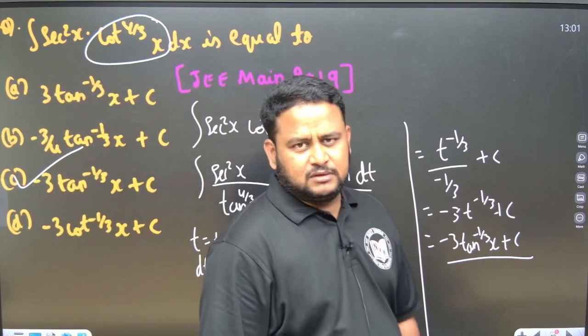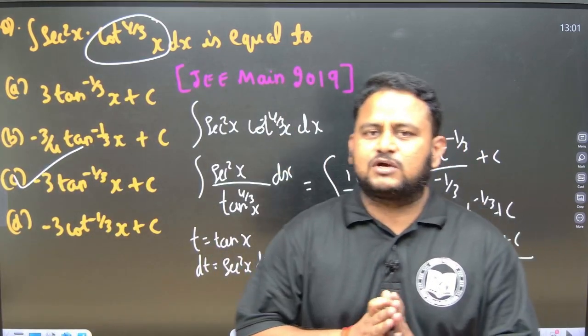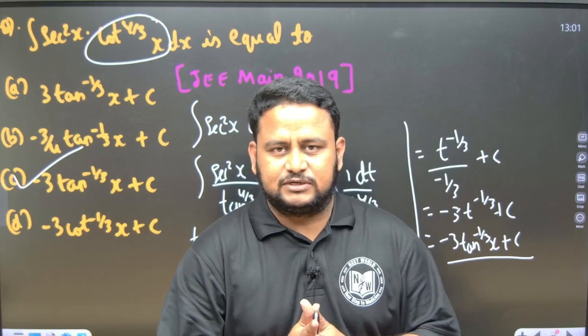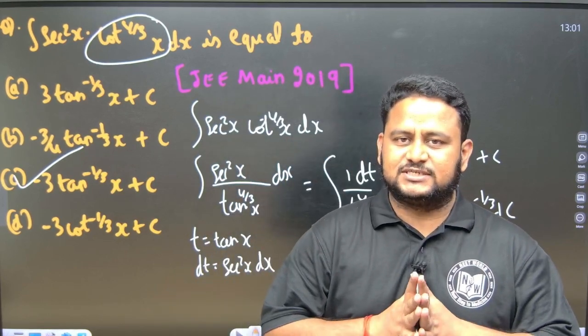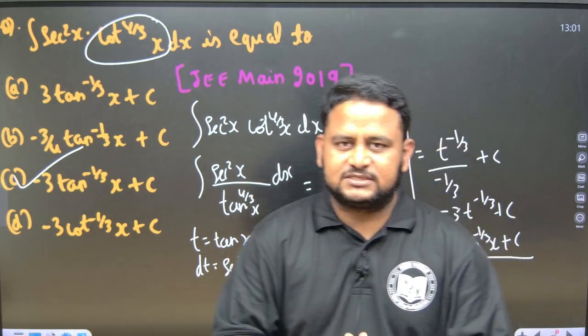Very simple question. We have to first convert cot into tan and take t equal to tan x, then the question is done.